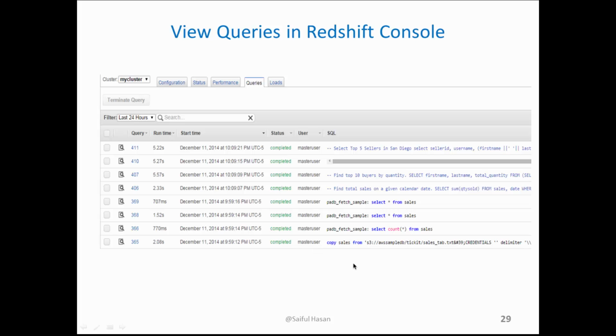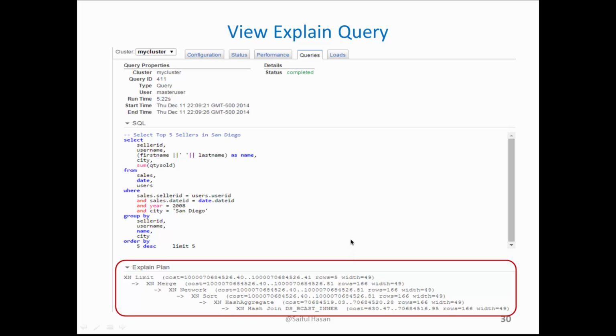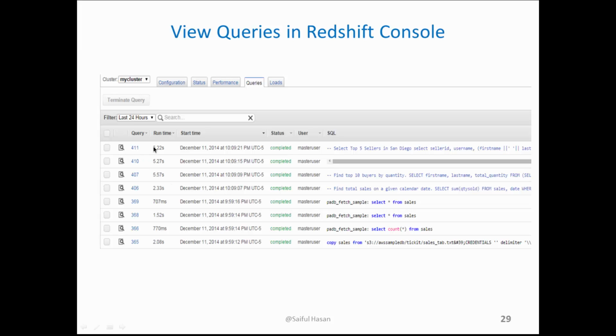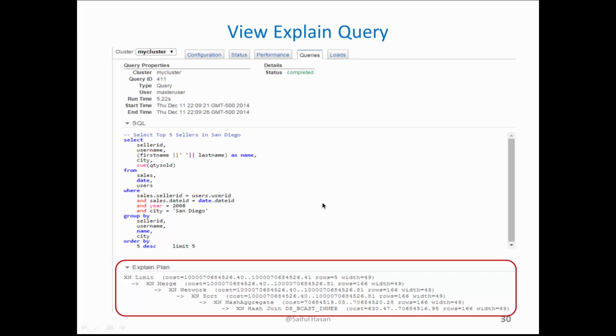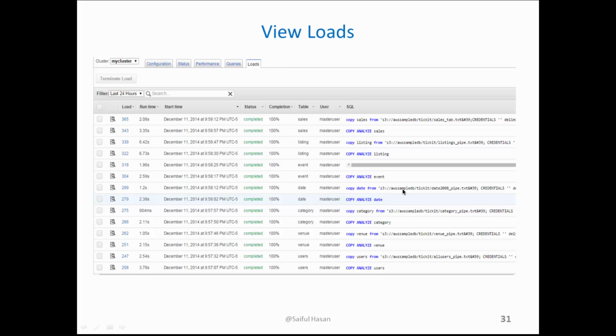So you can also pick any of the queries up there. So let's say you pick 411 from here, and that will show you the query itself, what the query was, and the explain plan, the execution plan of the query. And if you want to show the data load that we did from S3 to the cluster, you can also see the status in this window. You have to click on the load tab to see this.